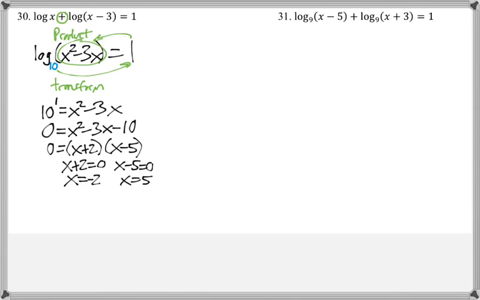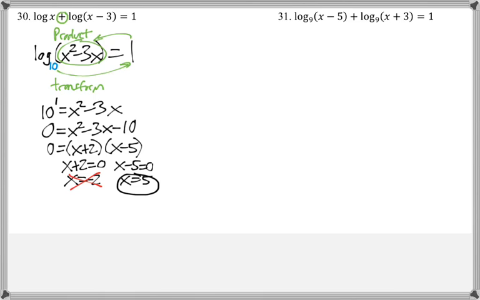And then if I check these back in the original, negative 2 makes this logarithm a negative number. It also makes this one a negative number. But as soon as it makes one of them a negative or 0, you need to throw it out. If you plug in 5, it's okay in this one, and 5 minus 3 is 2, which is okay in this one. So 5 will be our solution.